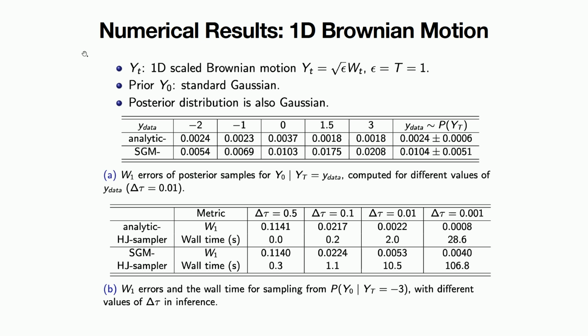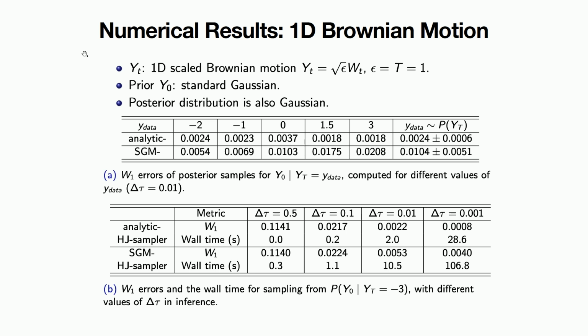So the first row is the errors for the HJ-sampler when the control is obtained without error. The second row is the error for the HJ-sampler when the control is obtained by a neural network, a diffusion model, SGM. And we also have different errors and running times at different problem setups.